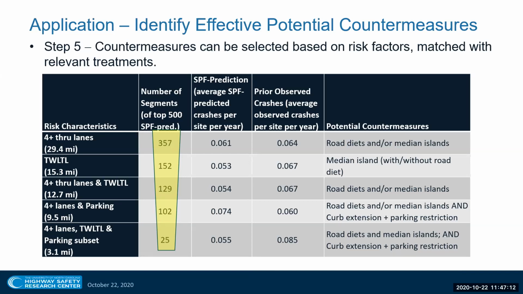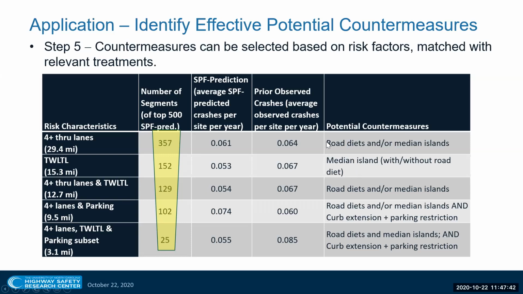So this kind of shows that procedure of, okay, here are the number of segments out of the top 500 for predicted crashes that had the 4 or more through lanes, one of our risk factors. And then narrowing that down, we also have 152 of those sites that also have two-way left turn lanes. So it may be even easier to treat those locations over on the right with some of the potential countermeasures.